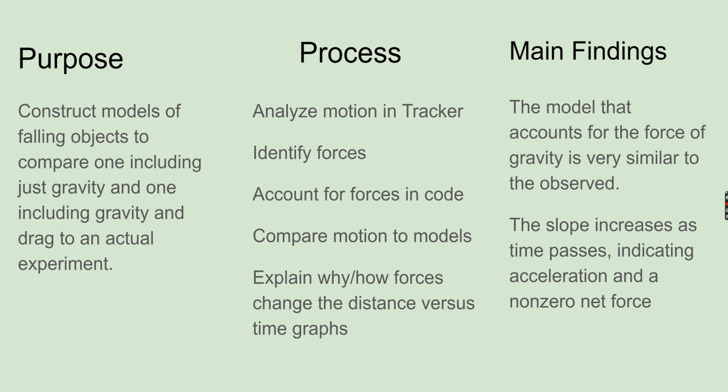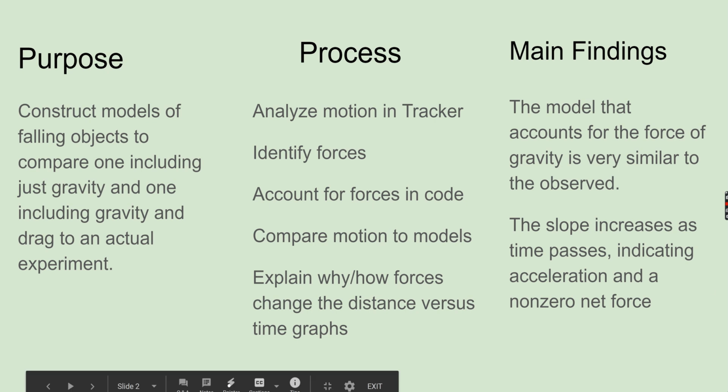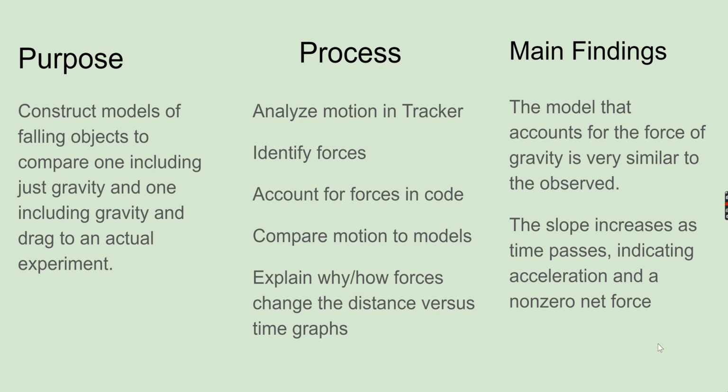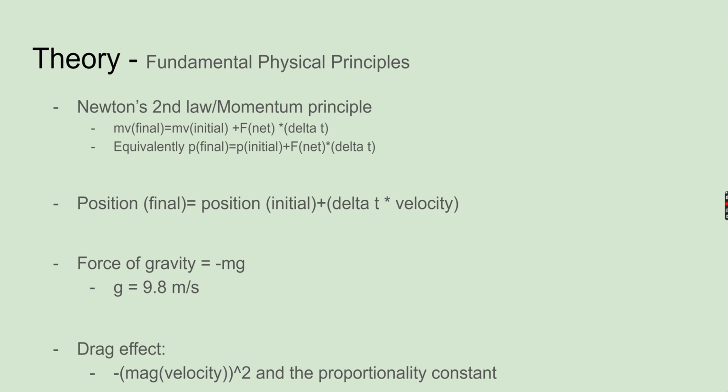The main findings for this lab were that the model that accounts for the force of gravity is very similar to the observed model. The slope increases as time passes, indicating an acceleration and a non-zero net force. This is explained by Newton's second law. Unlike the first lab where we had a net force of 0, this lab has a net force because of the force of gravity and the force of drag.